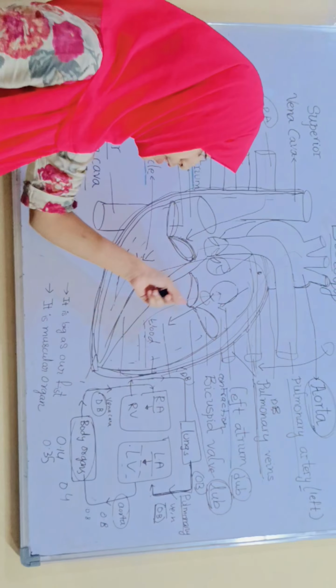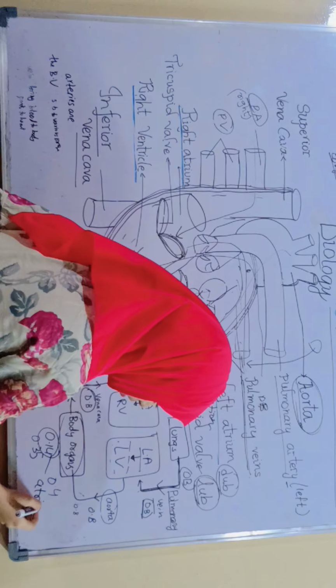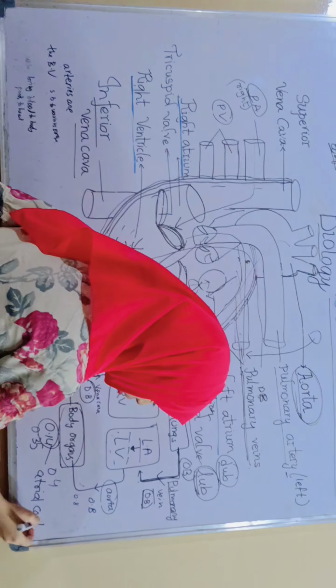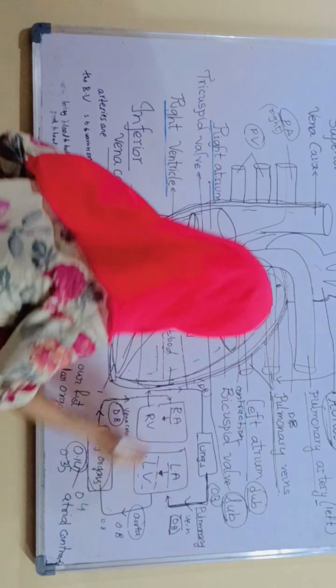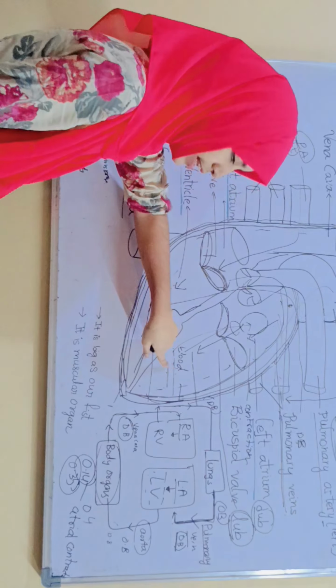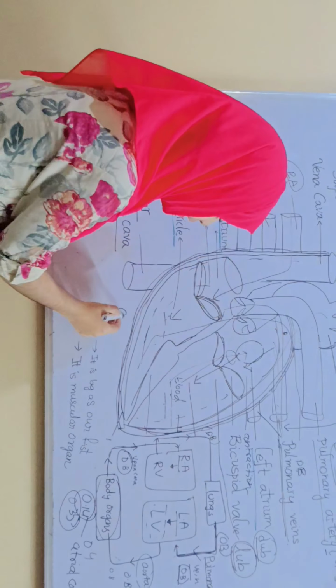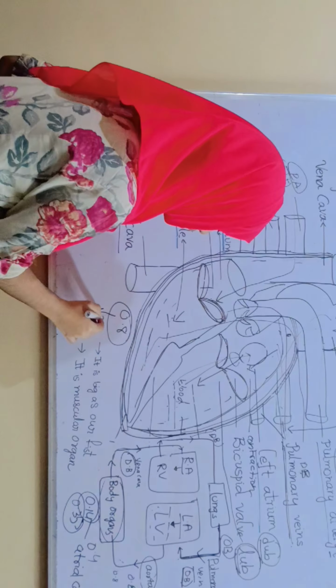So atrial contraction time is 0.14 second, means how much time it takes to give the blood to the ventricle, and 0.35 seconds it takes for ventricular contraction, and in total it is 0.8 second, joint diastole.